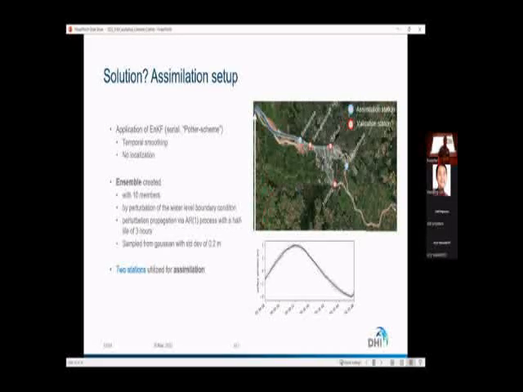And we can also say that we use two stations depicted here in blue for assimilation. These have been found suitable after a couple of tests, and we use 3 stations for validation, of which I'm showing just one in this talk.